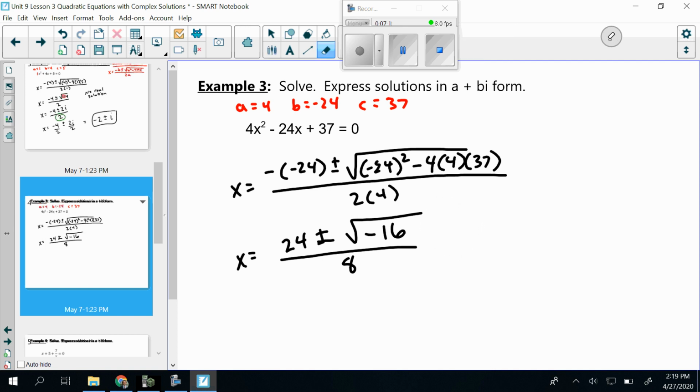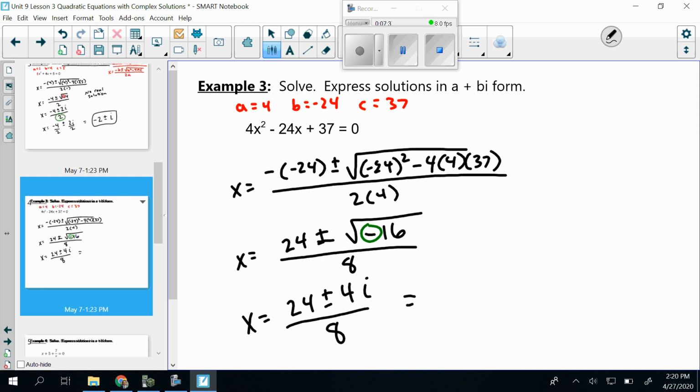All right, so now what we want to do is keep simplifying. That negative in front of the 16 we can pull out as an i, imaginary part. So now we got 24 plus or minus i, and then what's left is square root of 16. Square root of 16 is 4 over 8. Now separate that real part and that imaginary part out. So we got 24 plus or minus 4i. Both of these now are over this common denominator of 8.